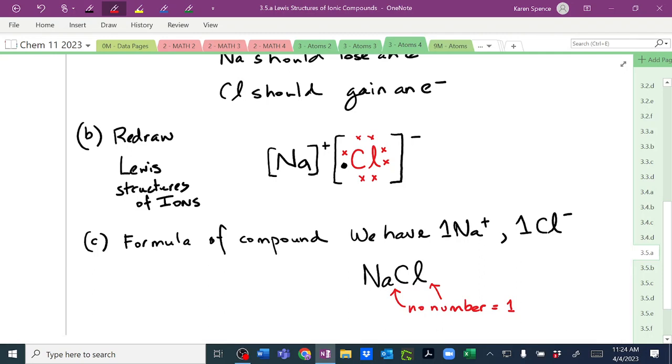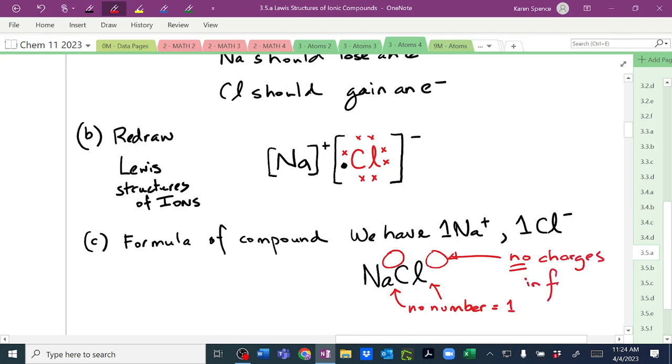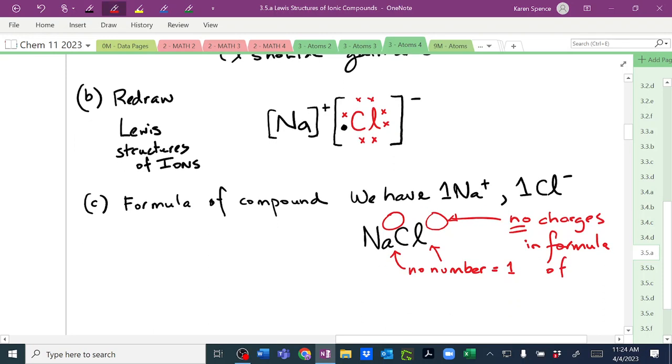Do I write the charges in the formula of the compound? Do you see any charges? No. Okay, so just NaCl. I'm going to rewrite it because I've written stuff all over that. It would just be NaCl. There we go.